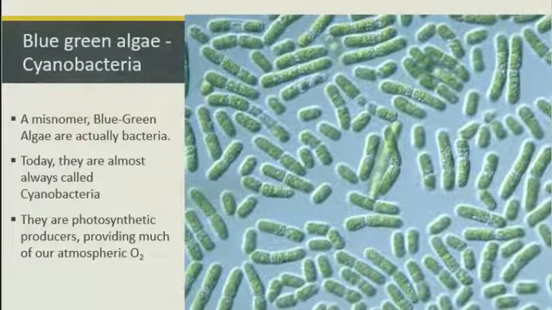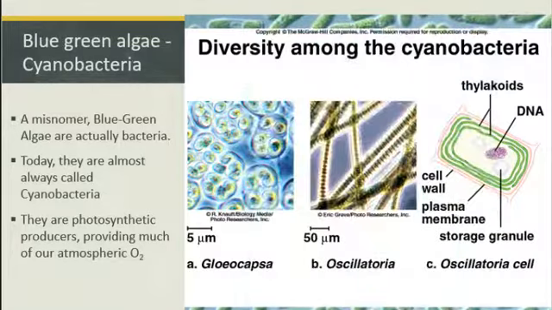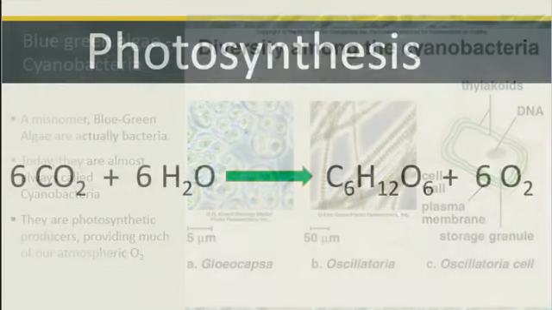So blue-green algae are not actually algae, they are bacteria. In fact, I have a slide for you to look at, blue-green algae. Today, they're almost always called cyanobacteria, which is a better description. They are photosynthetic. They're producers, providing much of our atmospheric O2. And they come in different groups like this. We can see these different ones here. Ones that look more round, ones that look more like strands or like spirals. Pretty cool. And then a square.